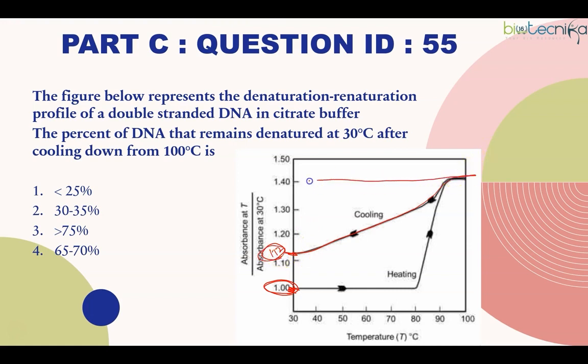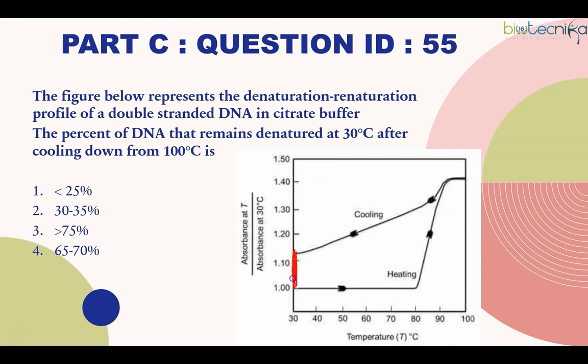The maximum denatured form, that means totally denatured, nothing in double stranded, was recorded as 1.40. So that means 100% denaturation, the absorbance noted was 1.40. And 0% denaturation would be 1. But after cooling, it doesn't come to the complete double stranded form. Some part of it is still in the denatured form.